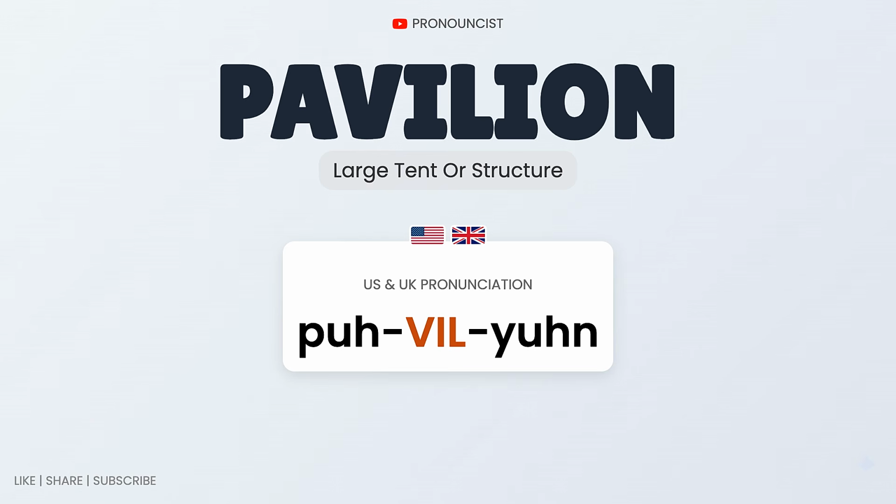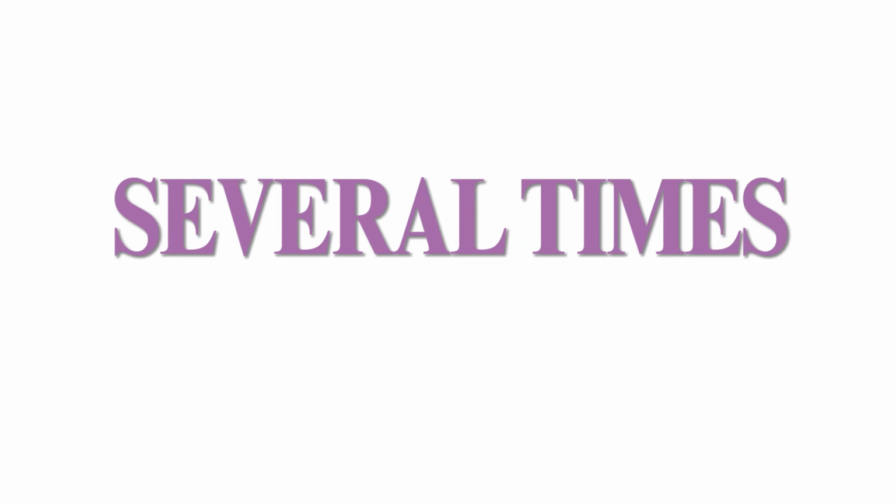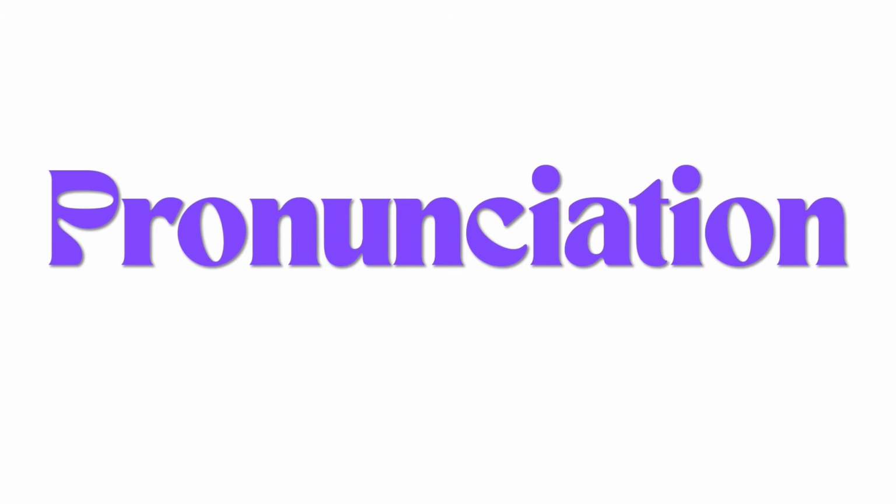Pavilion. Practice repeatedly and you'll soon be able to say this word perfectly. The best way to practice is to repeat the syllable multiple times. The meaning of the word is large tent or structure. Try repeating this word several times to improve your pronunciation.